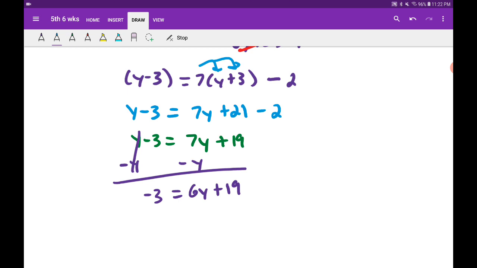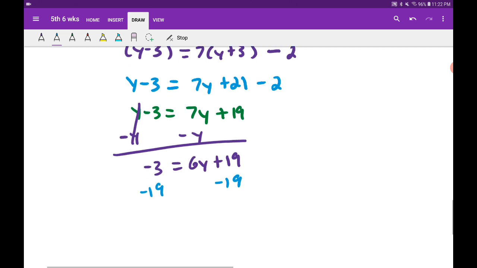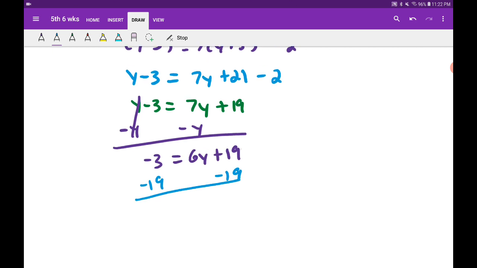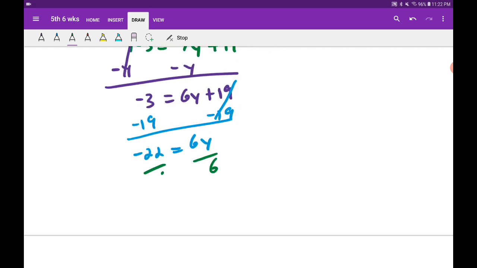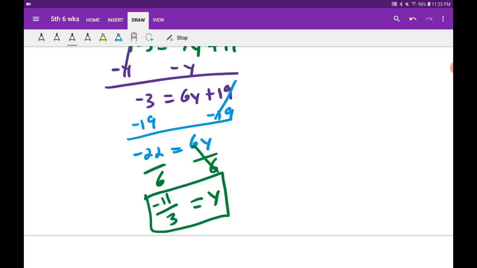All right, let's deal with this 19. Subtract 19 from both sides. So I cancel that out. Negative 3 minus 19 is negative 22. And we got 6y here. Then divide by 6. So just some algebra. And then we get negative 22 over 6. And that's going to reduce to negative 11 over 3. And there's our answer here.